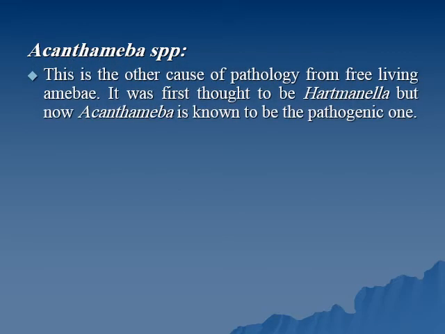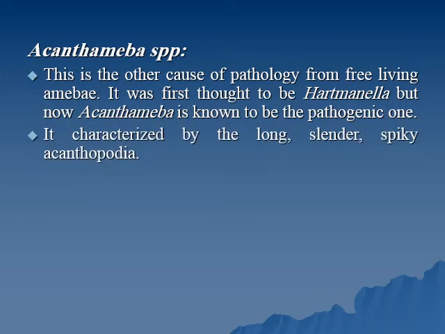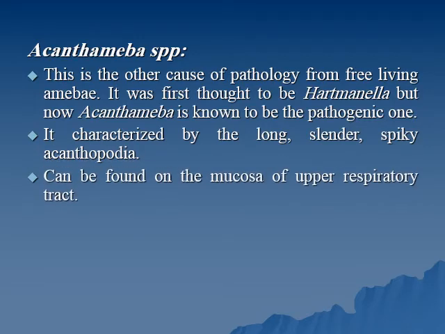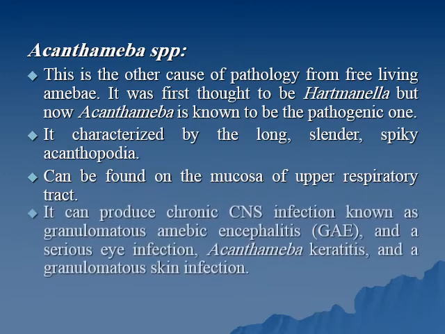The second type, Acanthamoeba species, this is the other cause of pathology from free-living amoebae. It was first thought to be Hartmanella, but now Acanthamoeba is known to be the pathogenic one. It is characterized by the long, slender, spiky acanthopodia, not pseudopodia like other amoebae. It can be found on the mucosa of upper respiratory tract.